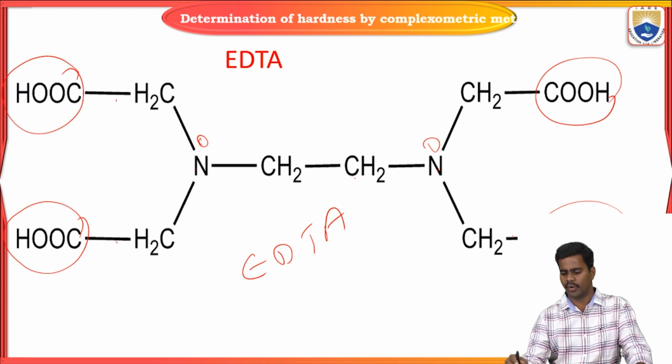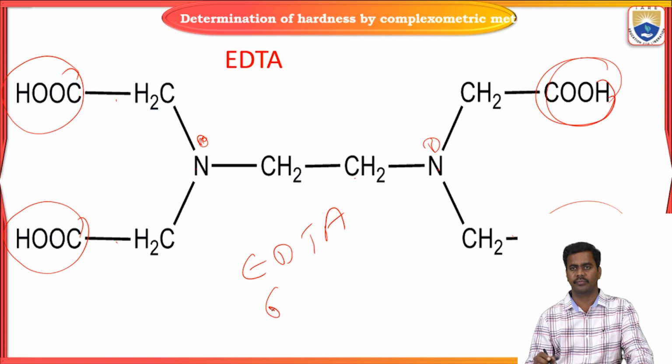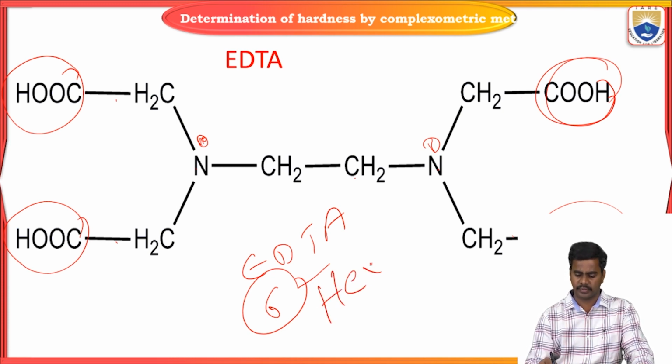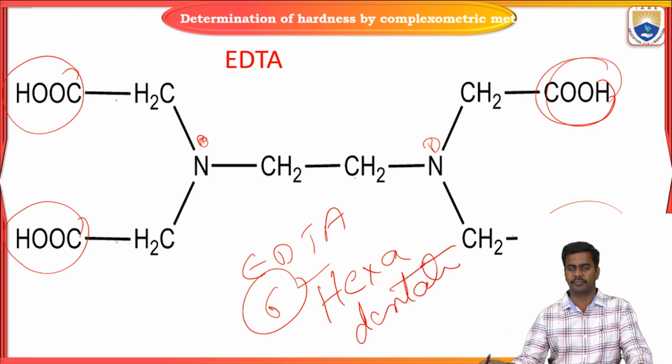Here, 4 hydroxyl groups and 2 nitrogen lone pairs act as donor centers in the EDTA structure. Totally 4 COOH groups and 2 nitrogens, so 6 donor centers are present in the EDTA structure. That's why EDTA acts as a hexadentate ligand.